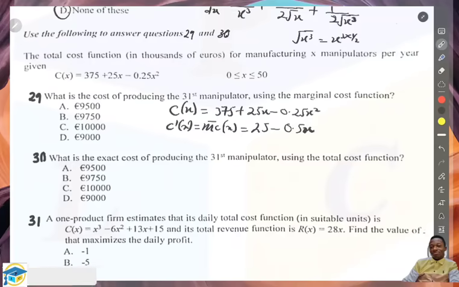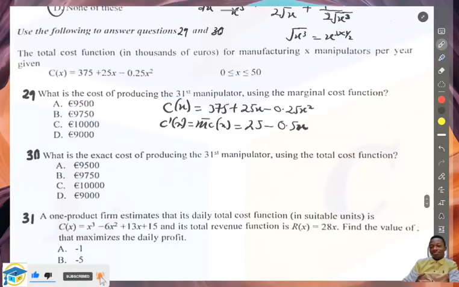Once you are getting 0.5x, since we are asked to produce the 31st manipulator, it is actually very simple to go. Remember, in our production setting, the cost of producing is within the range of x greater than or equal to 0 and less than or equal to 50. And we are asked to produce the 31st manipulator, so this is what we need to do.